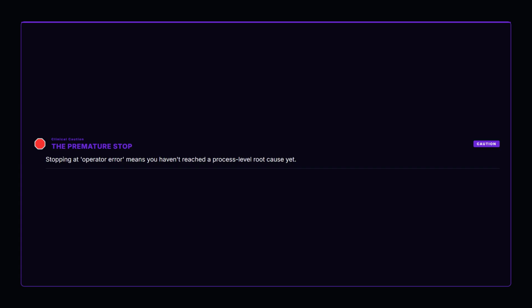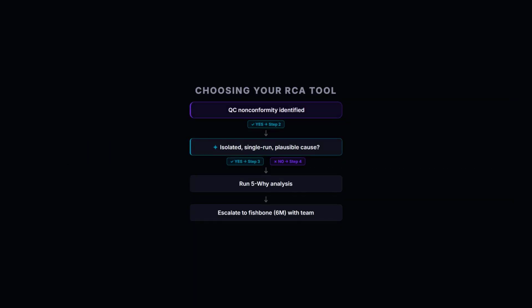So build that tool selection logic into your CAPA SOP as an actual decision point. Single analyte, single run, isolated flag with a plausible operator or sample explanation: run 5Y. Recurring flag, multiple analytes, or a shift that survives recalibration: that's your cue to escalate straight to a fishbone session with a multidisciplinary team.